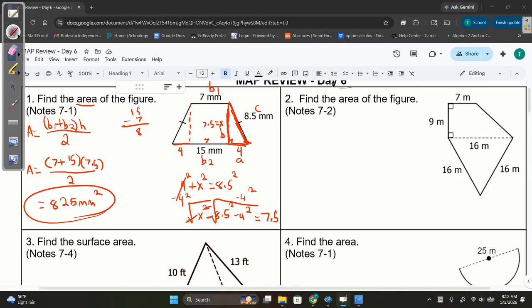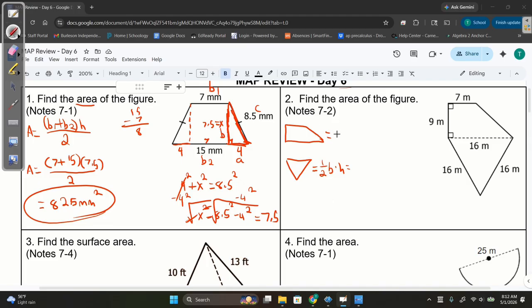Number 2 says find the area of the figure. And this is a compound shape. So when we have a compound shape, we have to break it down, find the area of each independent piece, and then add them together. This is a trapezoid, so I'm going to use the same formula as over here. This part's a triangle, so I'm going to use the formula 1/2 base times height.